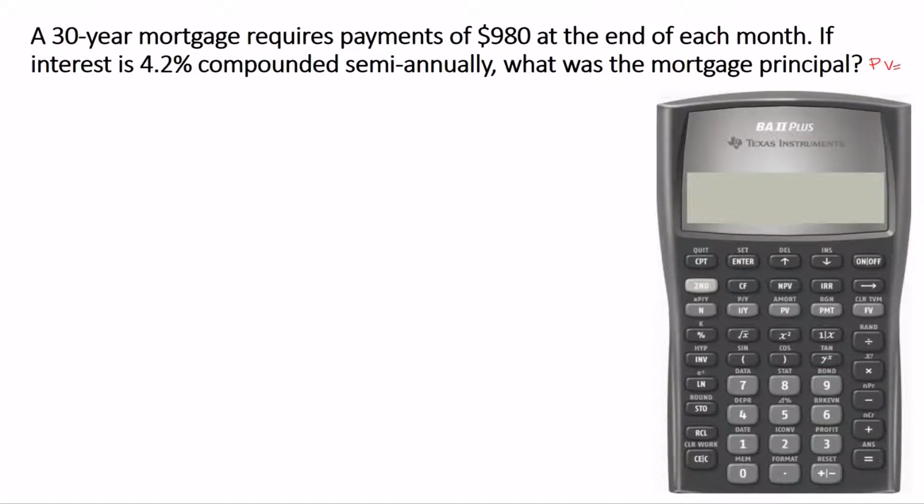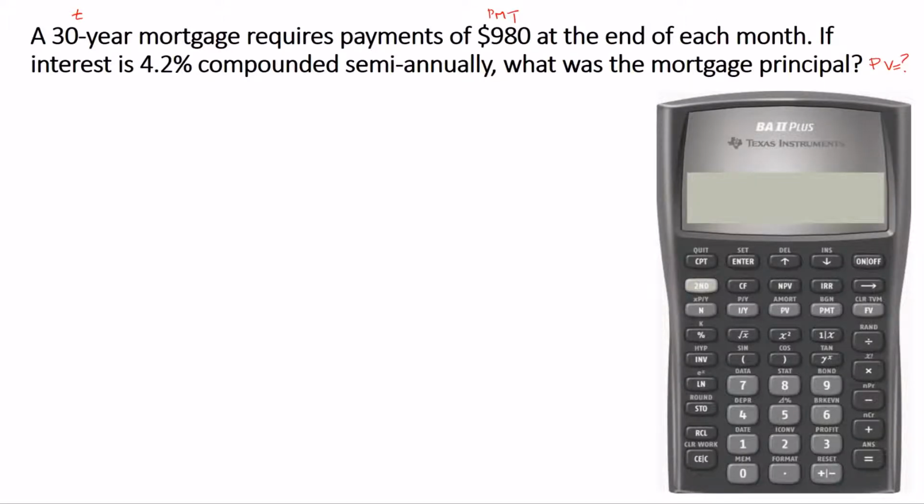The term of the mortgage is 30 years, so T is 30. The size of periodic payment is $980. That's our PMT. The payments are made at the end of each month. That end indicates that it is an ordinary annuity, not annuity due.